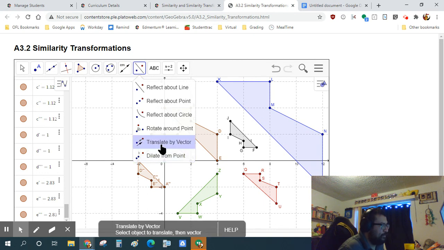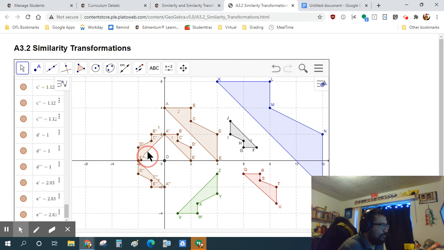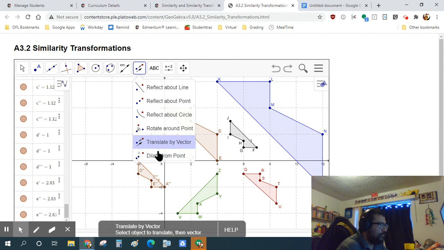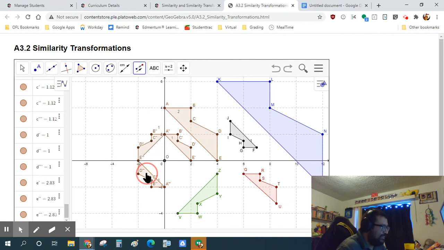And then from here, I'm going to translate. So I go to my transformation tools, translate. I'm going to go up a lot. Oh no, I picked up one point. Come on. Click the shape. I'm going to go up. Come on. Click the shape. Okay, there we go.